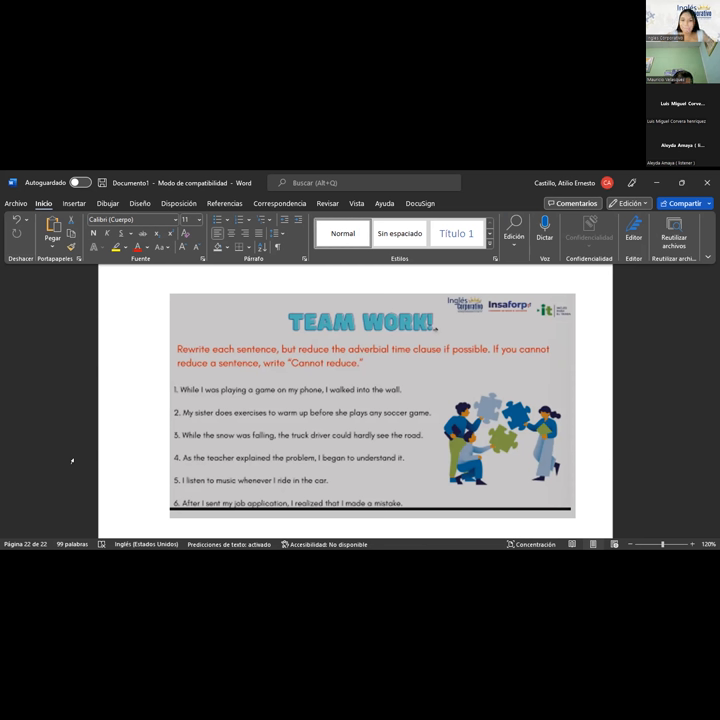Number three, can we reduce that sentence? You cannot, because it's not the same subject. Even if it started with the word while. Yes, even though it starts with the word while. The rule in this case is for the sentences that begin with while, after, later, but using the same subject. If it's not the same subject, you cannot reduce it.